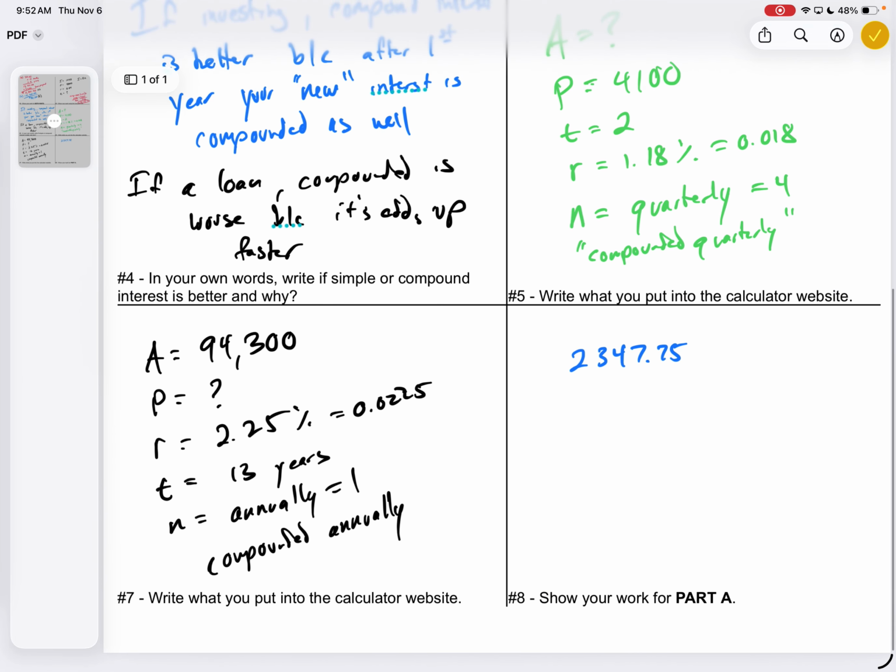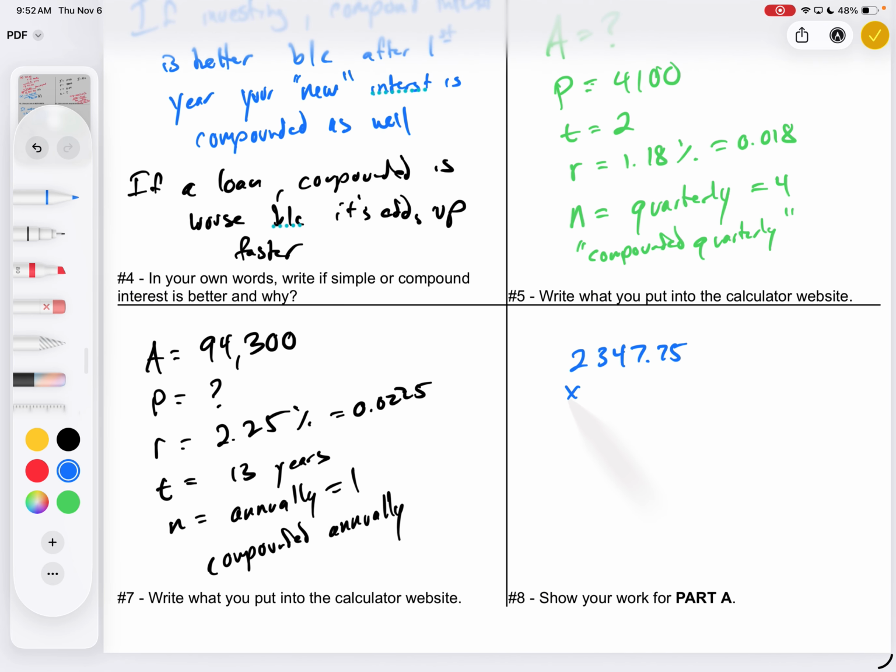We want to figure out how much interest we're getting charged on that, so we are going to charge 0.0182. So 2347.75 times 0.0182 is $42.73. So that is my answer to part A. That's really all I need to write on my sheet here. But just go ahead and do part B.